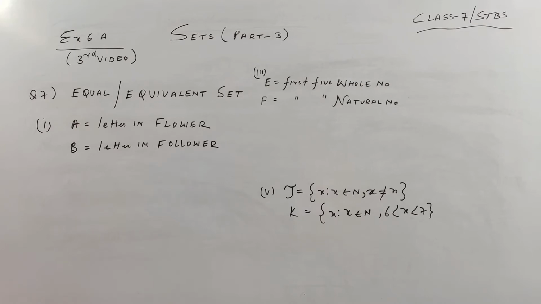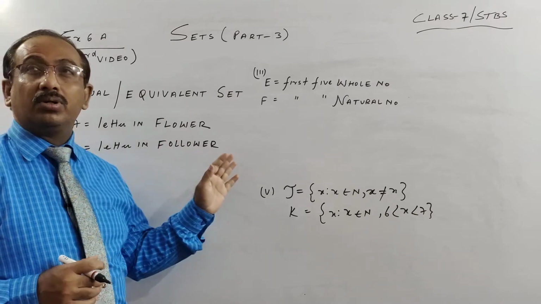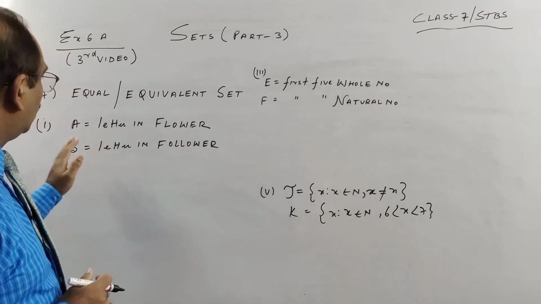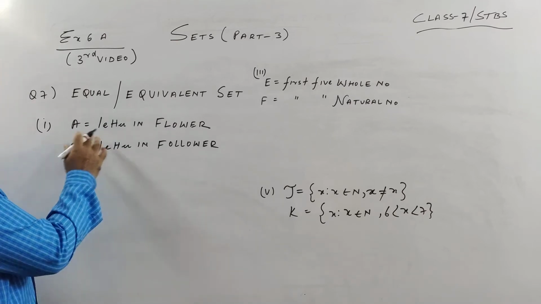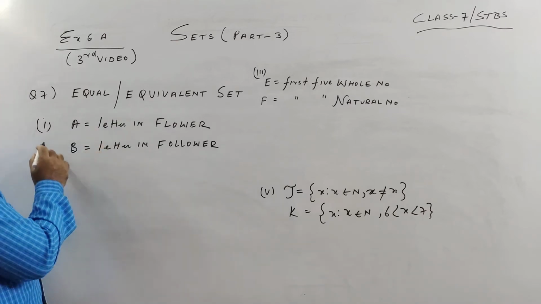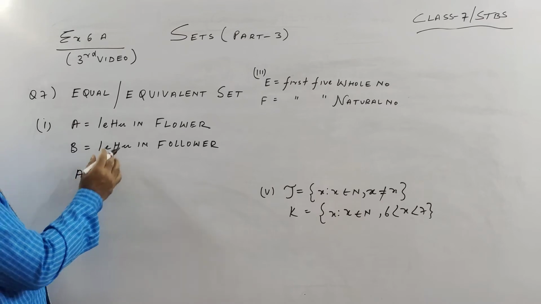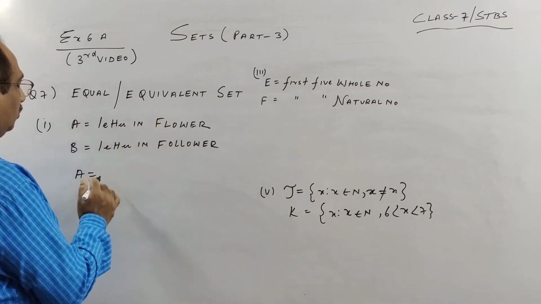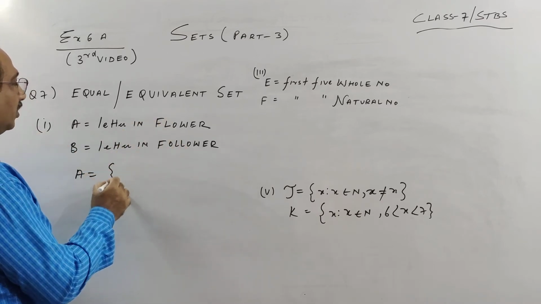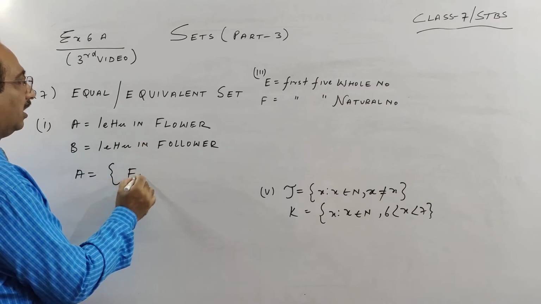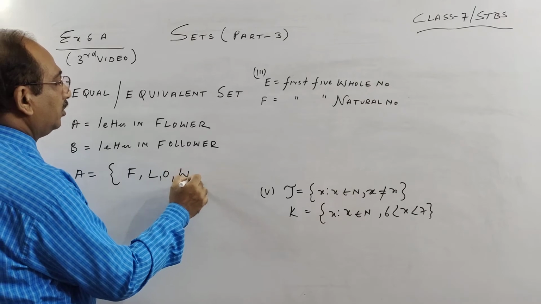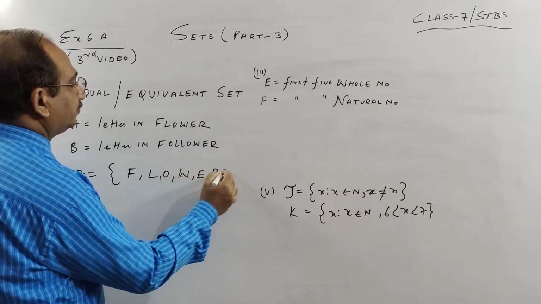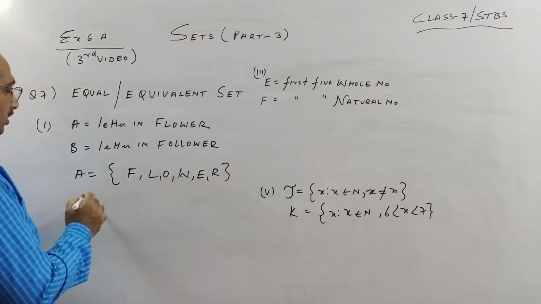So here we go to question 7. I have already given you a brief introduction about equal sets and equivalent sets. So we have to find whether they are equal or equivalent. See here, first question, 7 part 1. We change this into roster form. Letters in the word flower: F, L, O, W, E, R. There should be no repeat. So no letter is repeated.